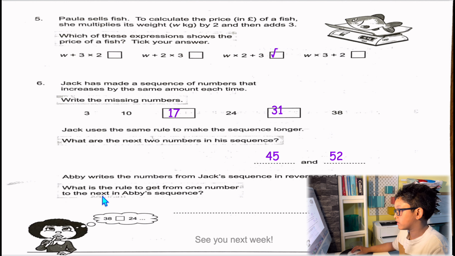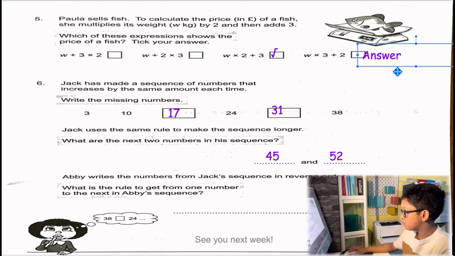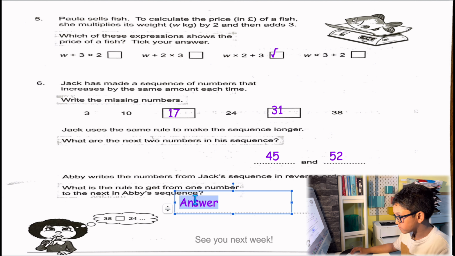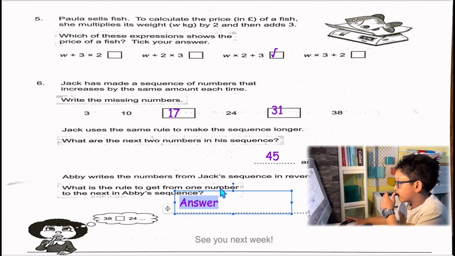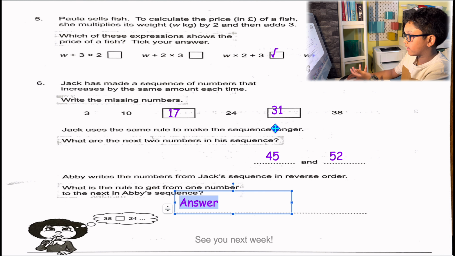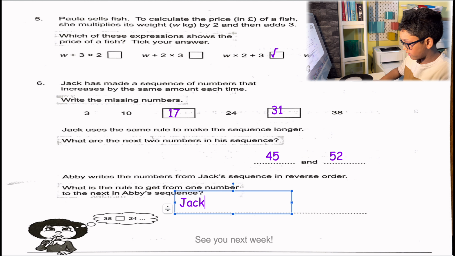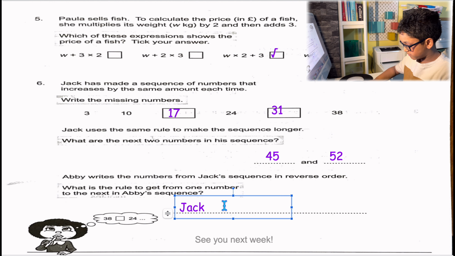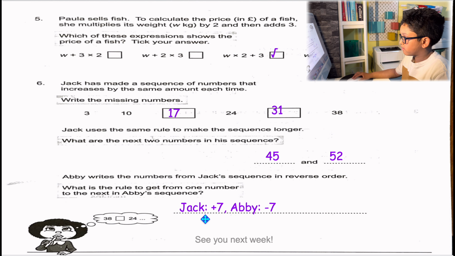Abby writes the numbers from Jack's sequence in reverse order. What is a rule to get from one number to the next in Abby's sequence? If you're doing the reverse of his, his is adding and the reverse is taking away. So Jack's sequence is plus 7, and Abby's is take away 7. Jack's one is plus 7, so Abby's is a reverse, take away 7.